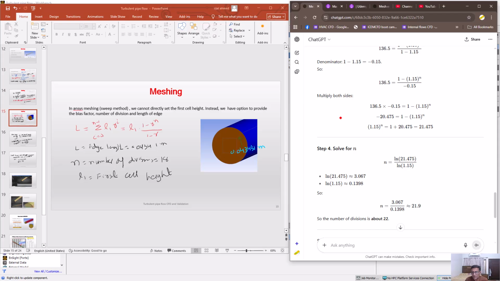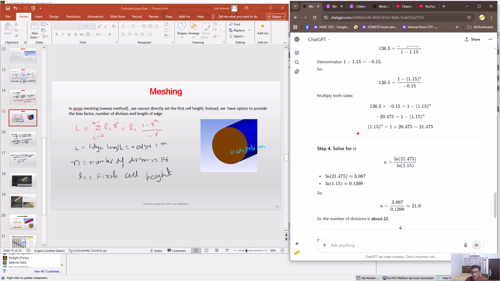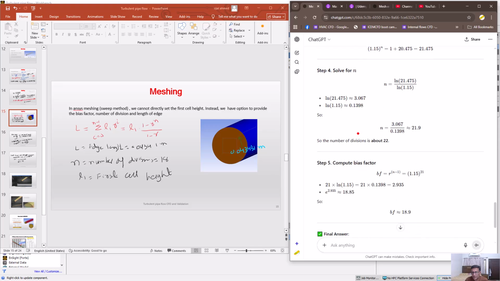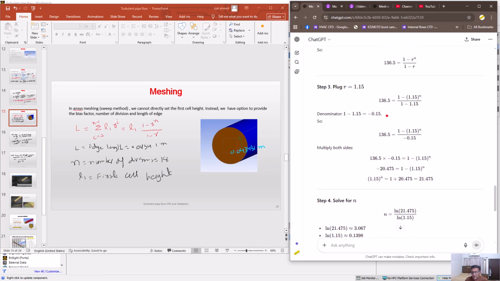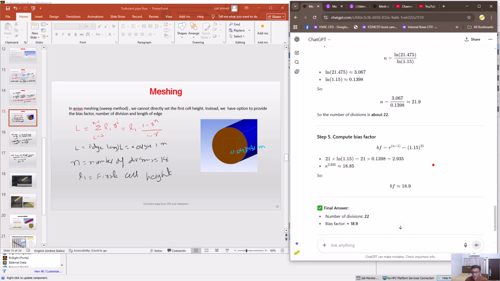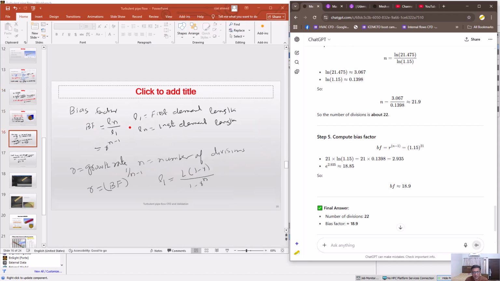So what they found is that if they put the value of R as 1.15, they are solving for n. So n becomes 21.9. It means that we should go not for 18 cells but 21.9, or 22 cells. And the biasing factor is given by this formula, that is R power n minus 1. So put the value of R 1.15 power 21 or 22, whatever your choice is.